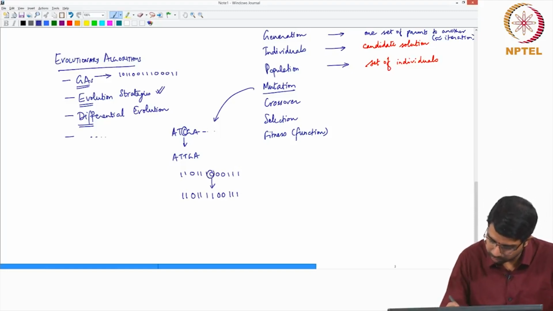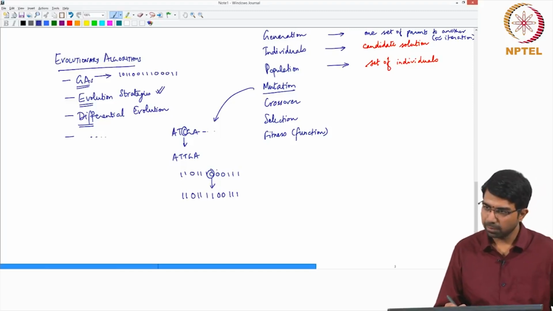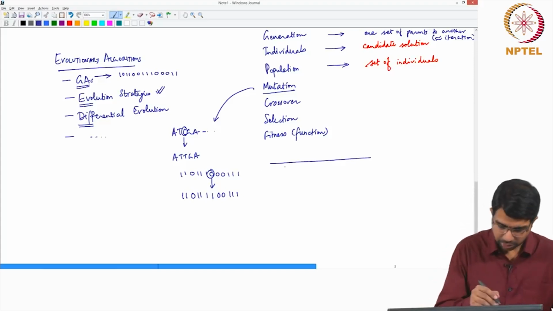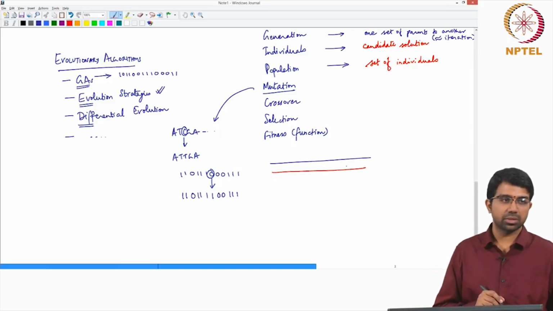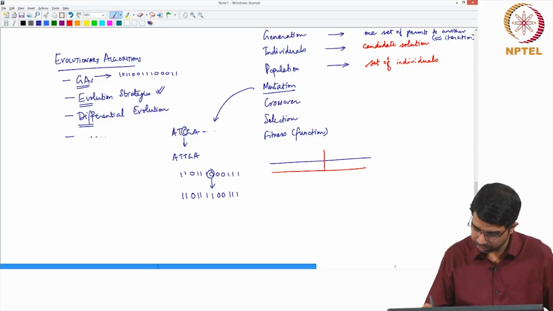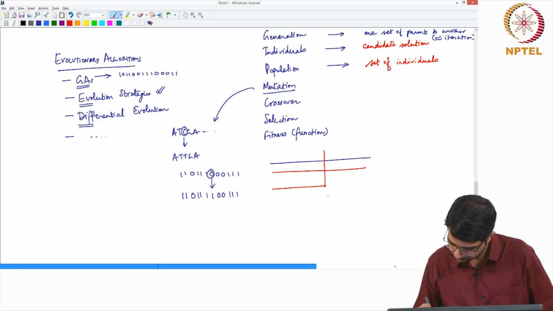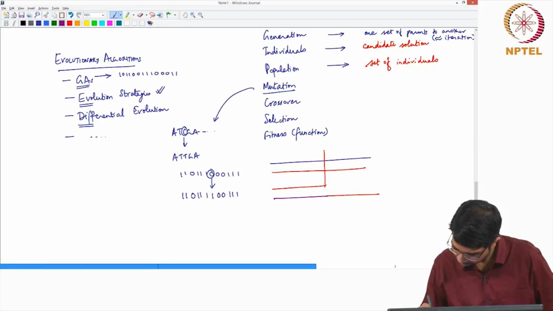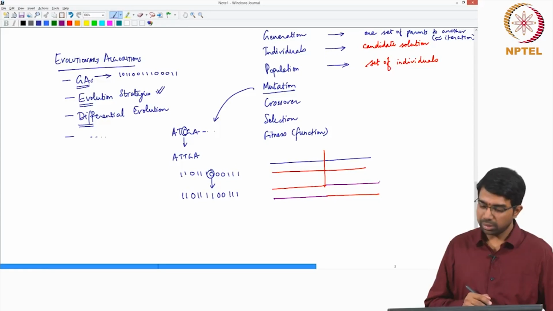So, here this one bit is flipped, right, and in crossover you essentially have two stretches of genes, and you choose a point to crossover, and then you get two genes that are modified versions of the parents.